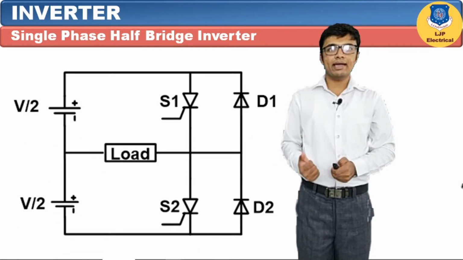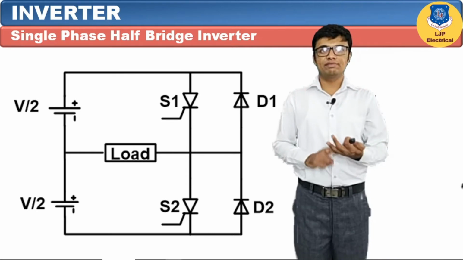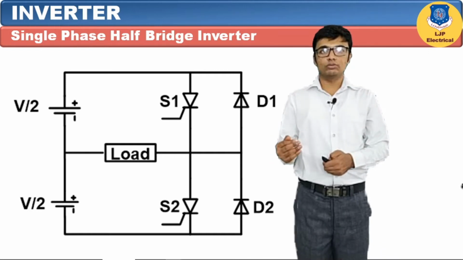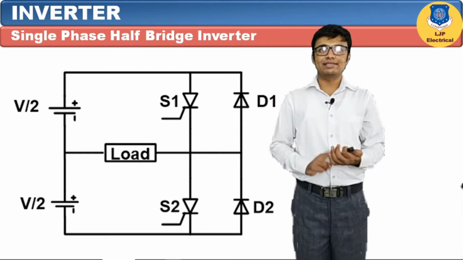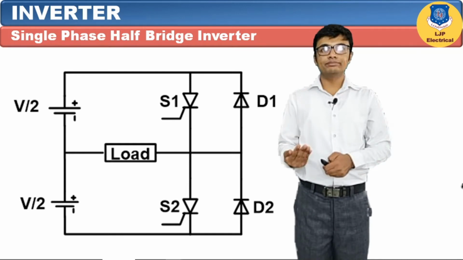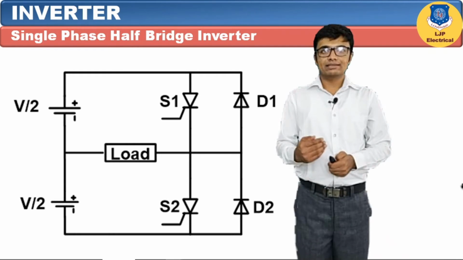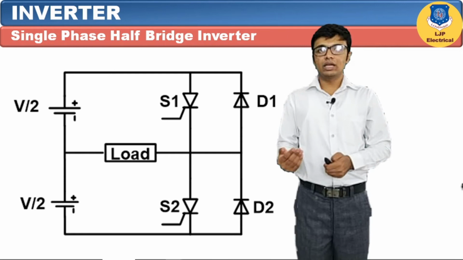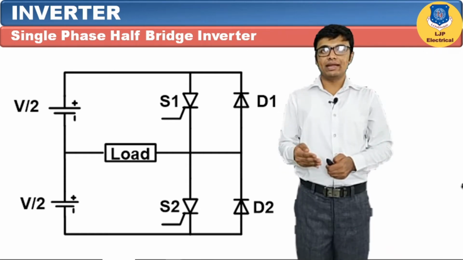So this is a circuit diagram of single phase half bridge inverter. It has two sources, that is V by 2 and V by 2. It means the input voltage is divided by 2 by using a midpoint type battery, and it has two thyristors and two diodes, that is S1, S2 and D1, D2, and one load, and the load may be RL type. So diode D1 and diode D2 are generally used to free wheel the energy which is stored in the load inductor. Now the inverter is a device which converts DC supply into AC supply.